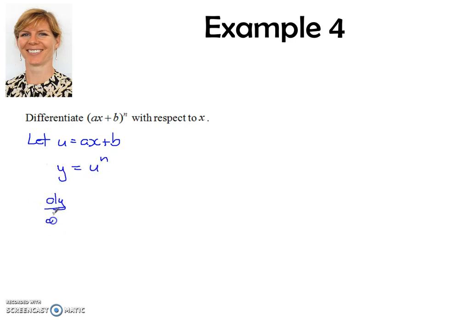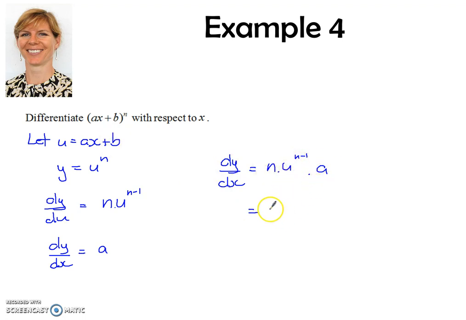So dy/du equals n times u, and reduce this by 1, n minus 1. Okay, and du/dx is just going to be a. Okay, and therefore dy/dx is going to be this part, n times u to the n minus 1 times a. And if I substitute my u to the n minus 1 back in there, and then rearrange a bit, we get a times n times (ax plus b) to the n minus 1. Okay, because we're saying that bit there is u. Alright, so that's just a general derivative there for any equation of this form.